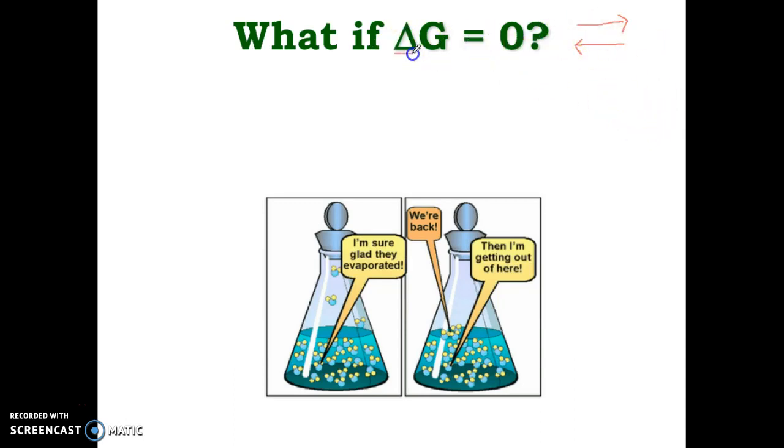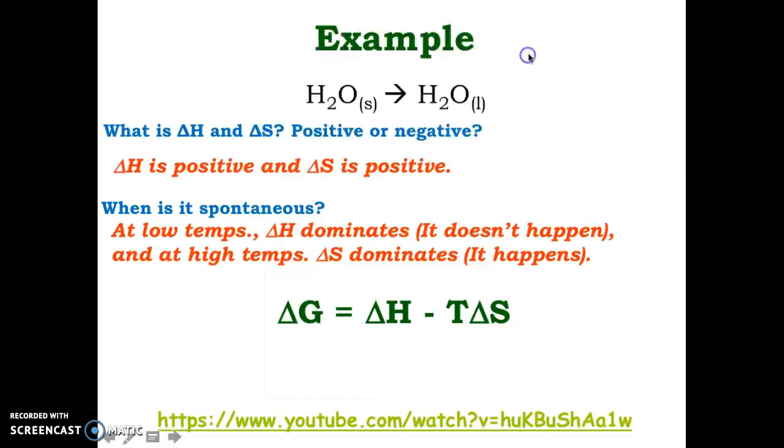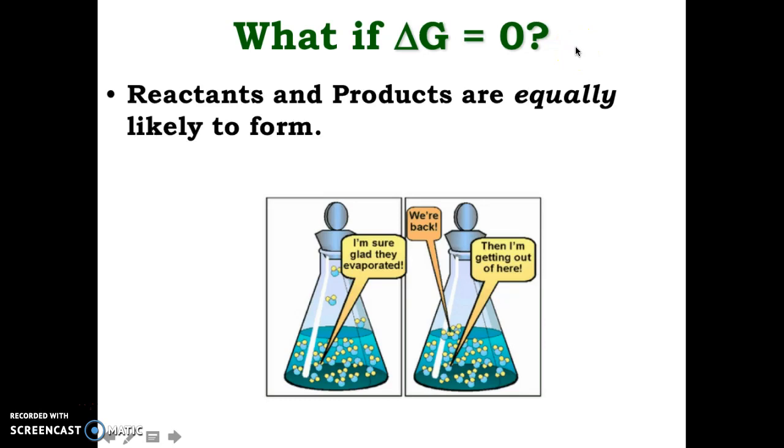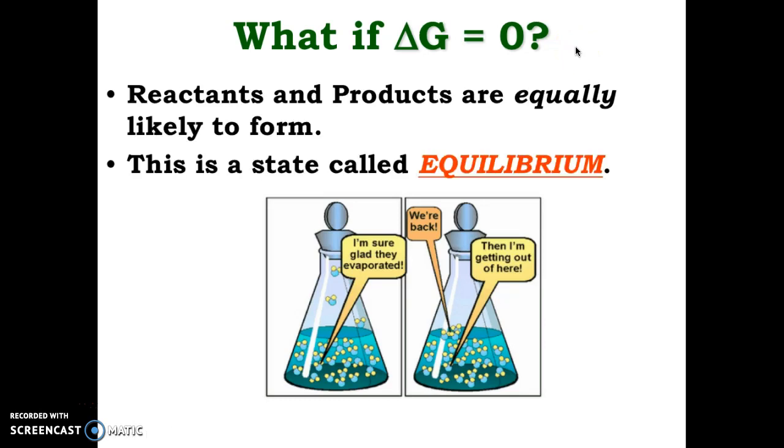But what if delta G is 0? Which side is favored? Well, neither. If delta G is 0, it's at equilibrium. So reactants and products are equally likely to be formed, and it's at a state called equilibrium, which we're all familiar with from the dreaded equilibrium unit.